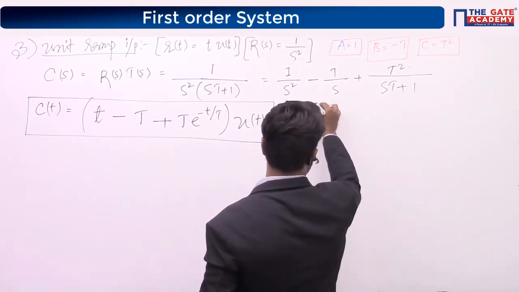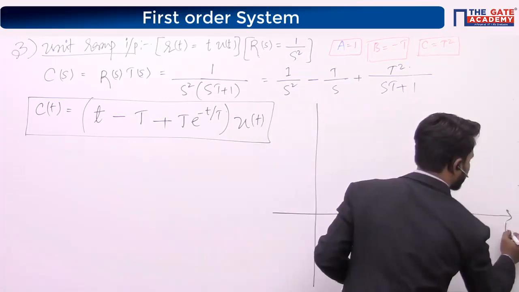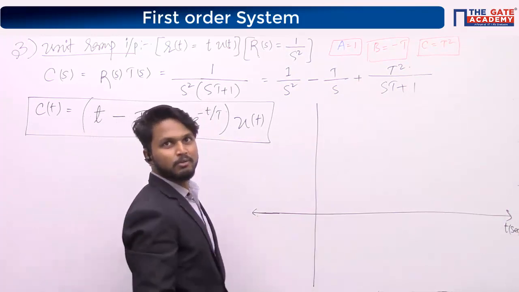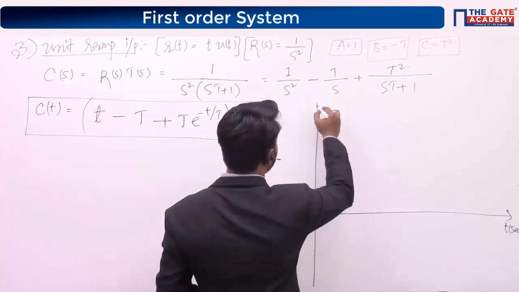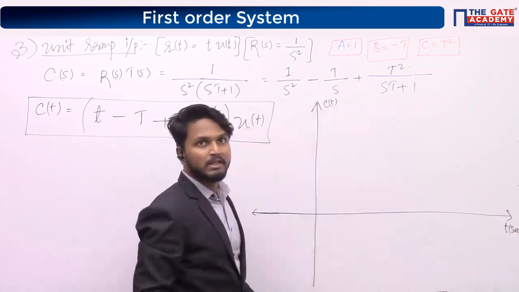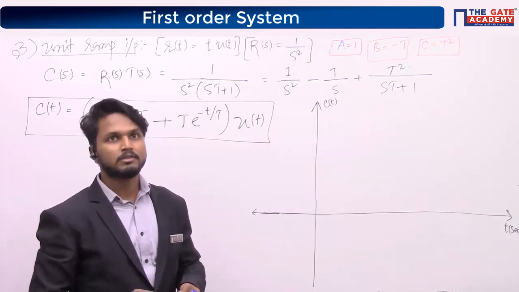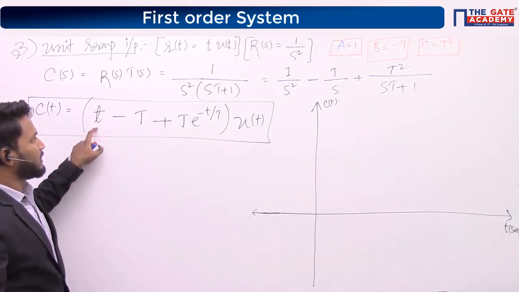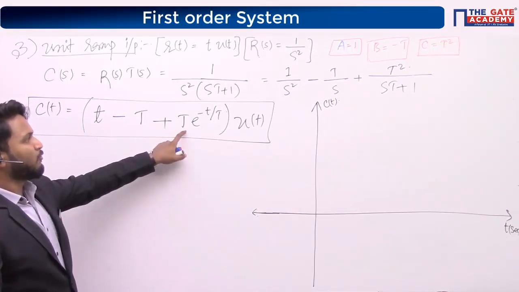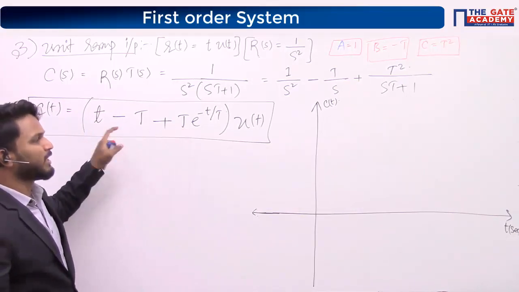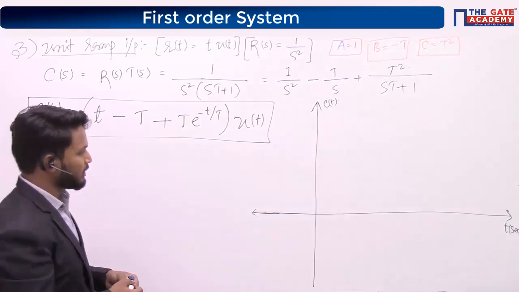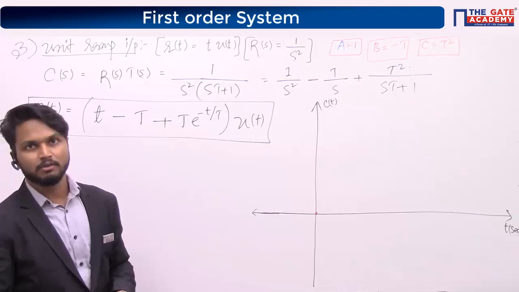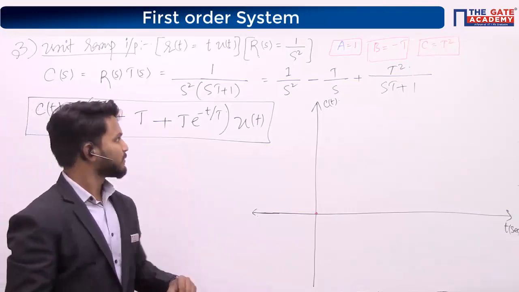So for the same, just plot this response on a graph. So what is its initial value? Tell me the initial value of this response. What is the initial value of this response? 0. Yes. If you put t is equal to 0, this is 0, right? What about this? This is plus t and this is minus t. Initial value is 0. Right? Initial value is 0.